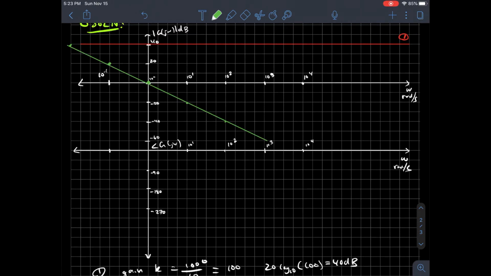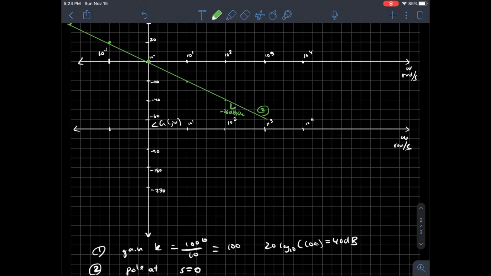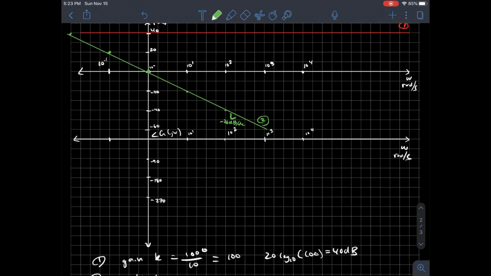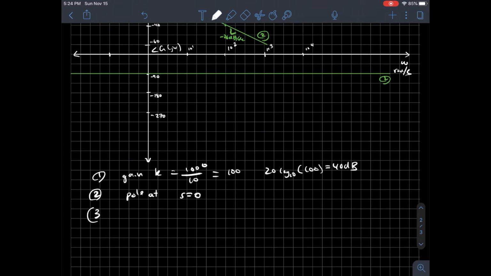Okay, so this has a slope of negative 20 decibels per decade, and this is component 2. In phase, a pole at the origin will contribute a phase of exactly negative 90 degrees. Number 3 I have is going to be a pole at s equals negative 1, which contributes a magnitude change where it decreases by 20 decibels per decade starting at 1.